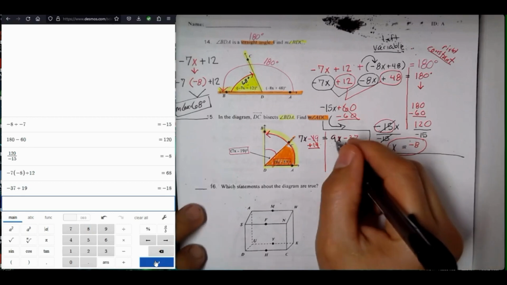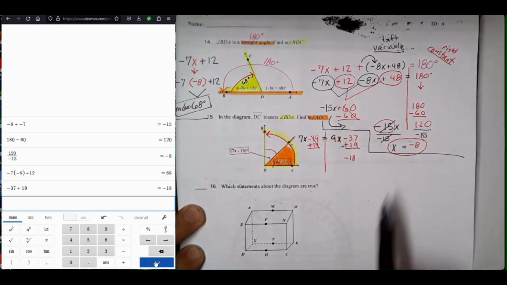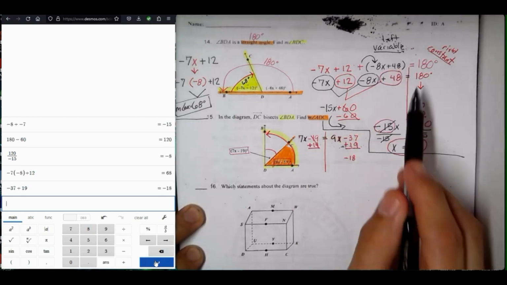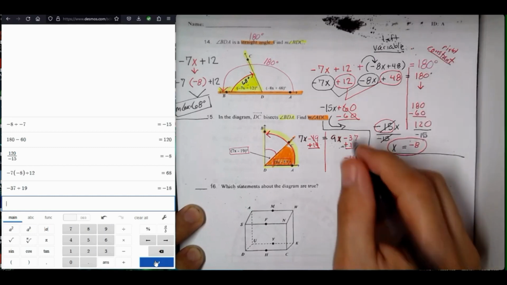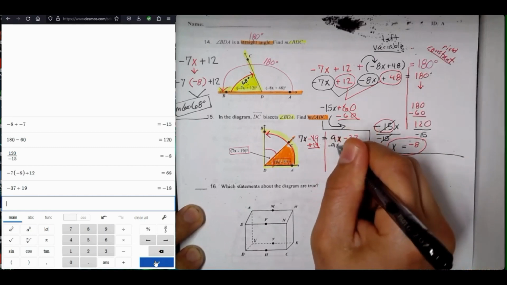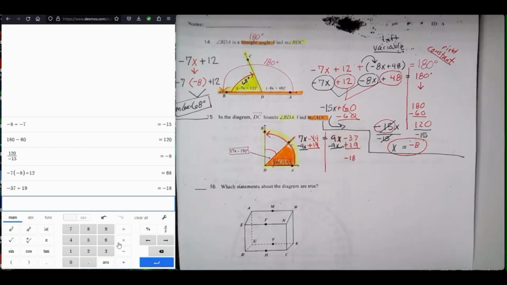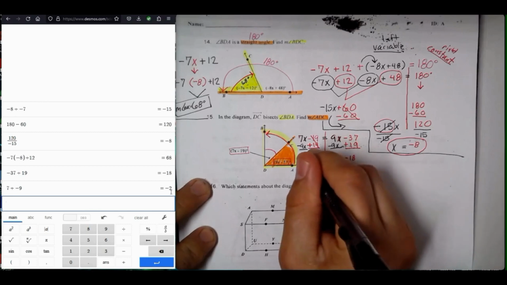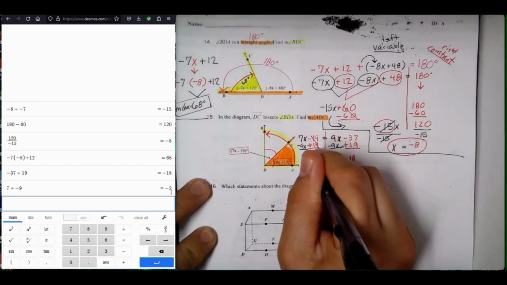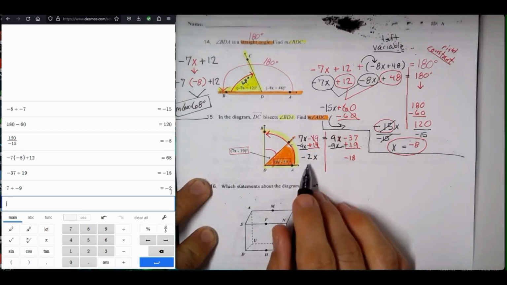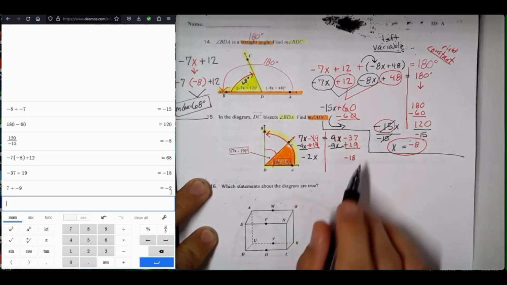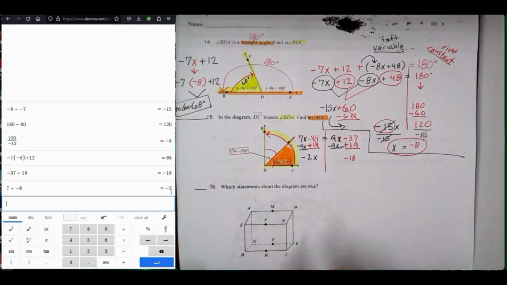And then I'm going to move my 9x, my variable, to the left. Because remember, we always want the variables on the left side of the equal sign, constant values on the right. So negative 9x. And I got 7 minus 9, so I can do 7 plus negative 9, and that's going to give me negative 2. So this becomes negative 2x. So I got negative 2x on the left, negative 18 on the right. So I've separated my variables and my constant value.